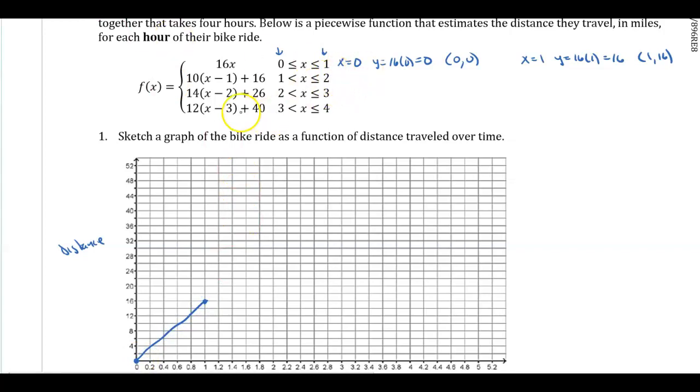For the second one, if I plug 1 in, when x is 1, I'm going to do 10 times 1 minus 1 plus 16. So my y value here would be 10 times 0 plus 16, which is 16. So I'm going to plot the ordered pair 1, 16, which happens to be connected to the endpoint of that.